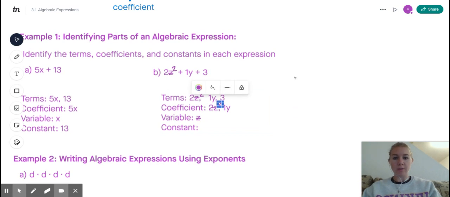And our other variable is y. So z squared and y. Those are two variables. Our constant, we have one constant, which is 3. Okay, because that's a number that does not have a variable.